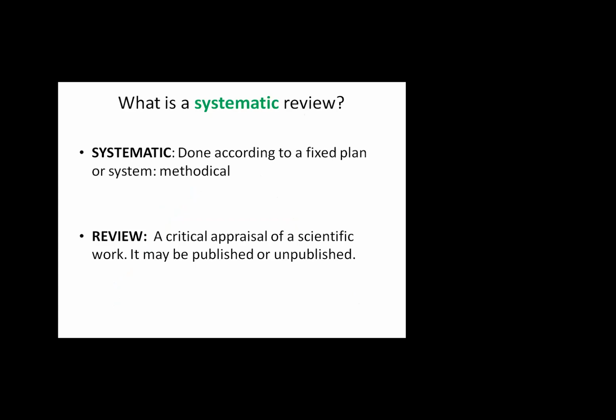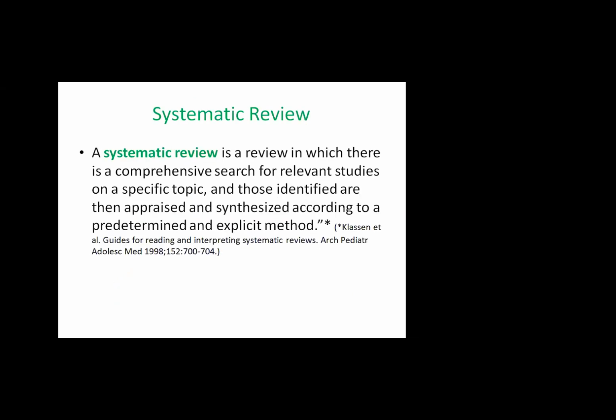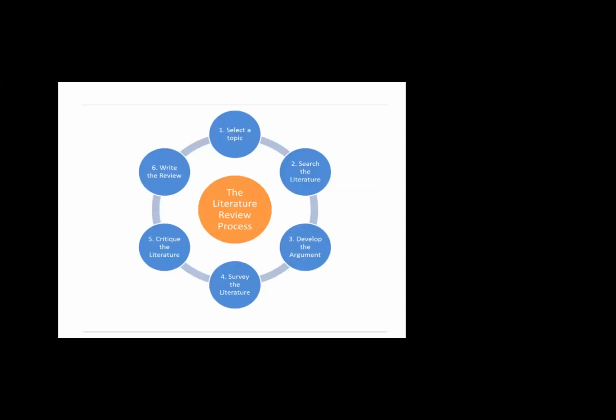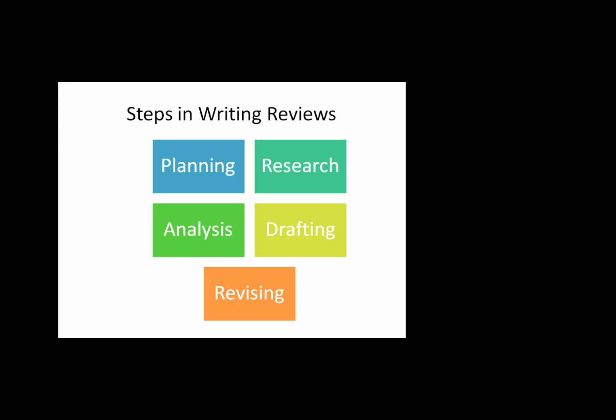So what is systematic review? We have divided it in two terms, systematic and review. I will not go into details. We have discussed how to select a topic, search the literature, develop the argument. Then after developing the argument, we again have to go back to the literature and see what the literature has found. Then we have to critique the literature, that if it is right, why it is right; if it is wrong, why it is wrong. Then we have to write the review. And here, the review of literature becomes the literature review in the sixth step.